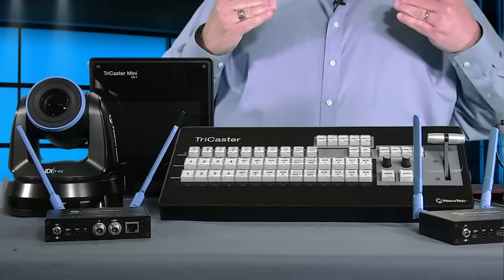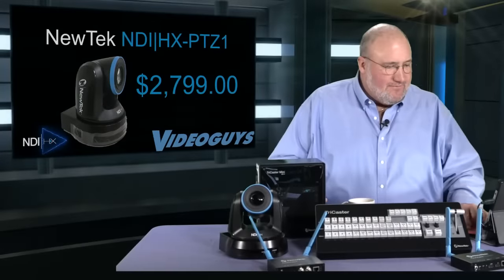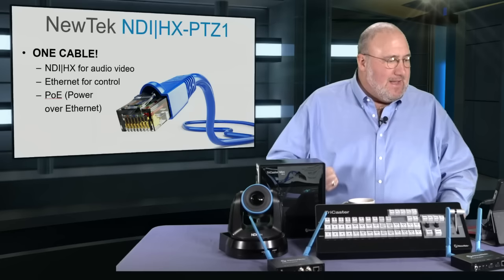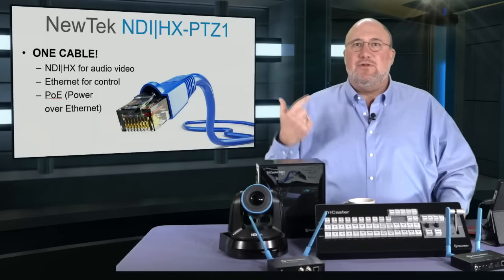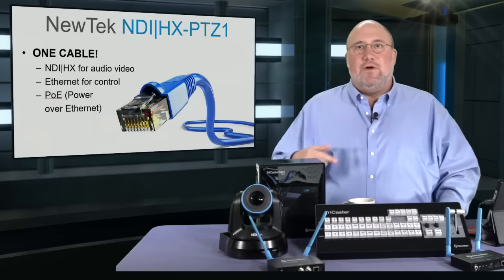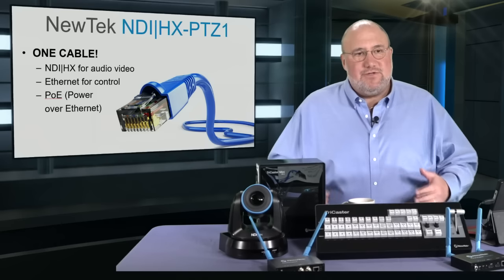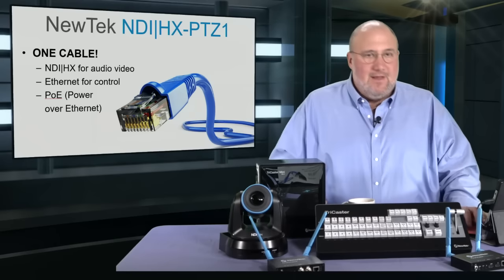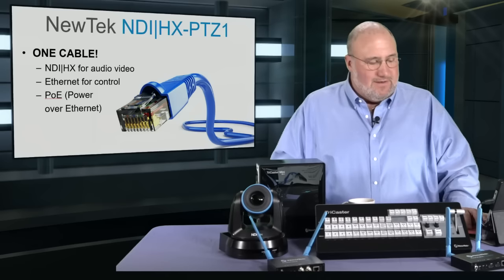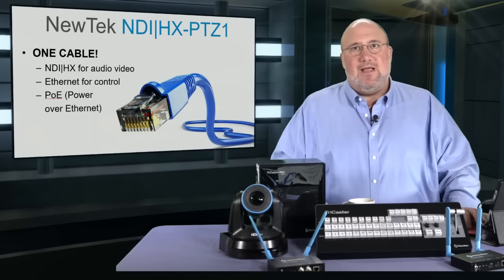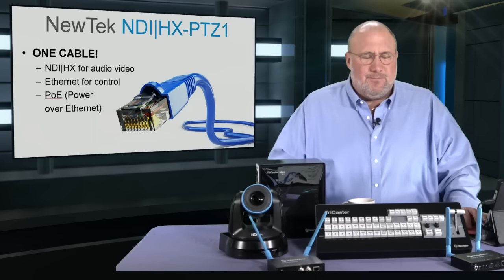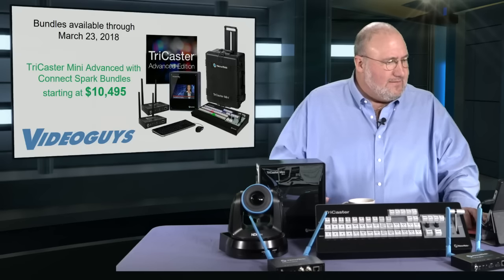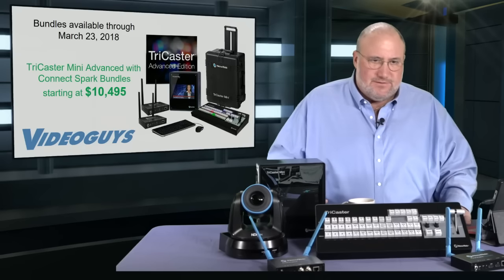But the NDI PTZ cameras give you such a great feature set. You're going to get audio and video. You get the one cable that gives you your audio and your video down the pipe. It gives you the Ethernet control back the other way, so you can control the device, your pan, tilt, and zoom. It works on PoE, power over Ethernet, and you can actually control the camera from within the TriCaster interface, which is super cool as well. And you can put in presets, you can zoom, you can focus, you can do whatever you need to do. And these cameras are super high quality. They support 1080p 60. They give you a great 20x zoom. Really, really great product. Let's talk about these bundles in general.